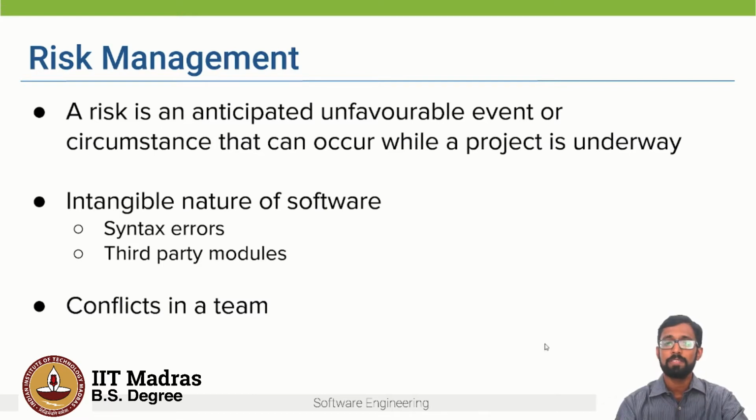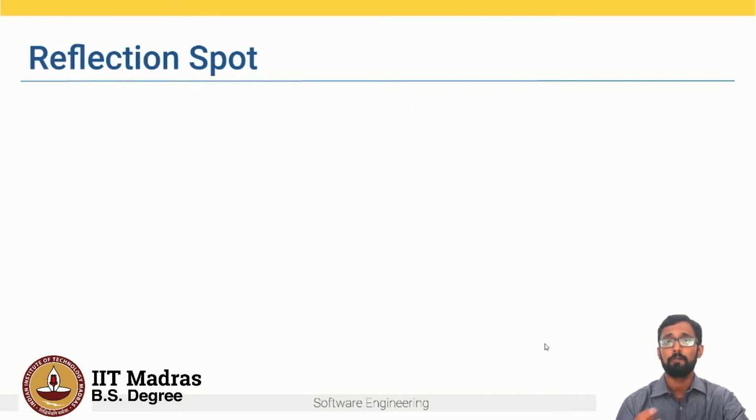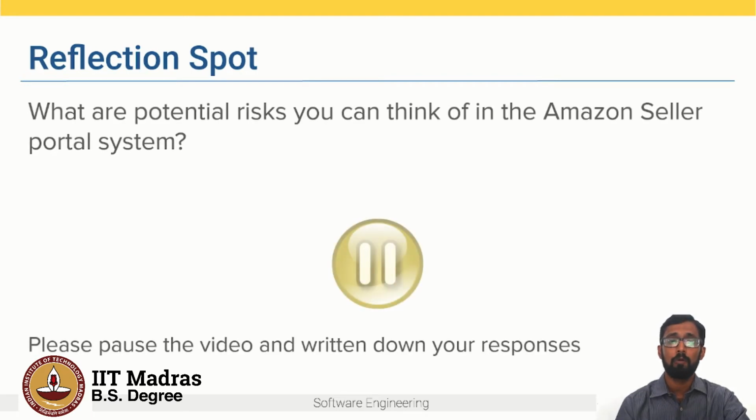Now that we have seen what risks are and why it's important to identify and mitigate risks, let's reflect on what are potential risks in a system like the Amazon Seller Portal. So what do you think are potential risks or categories of risk in the Amazon Seller Portal? You can pause this video and think of some potential risks before proceeding.